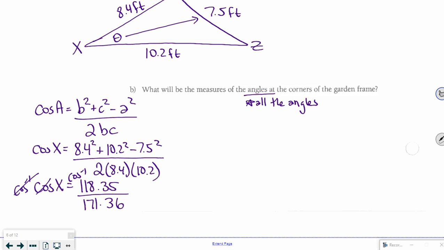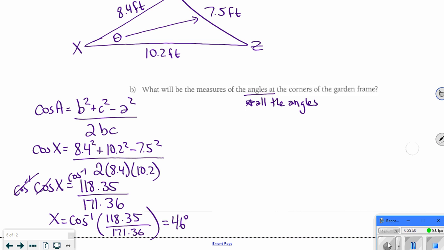I'm going to do my inverse cos to solve for X. X equals cos negative 1 of 118.35 divided by 171.36, which means it's going to equal in the end 46 degrees. That's one of my 3 angles. Okay, so we've got one of our 3 angles.